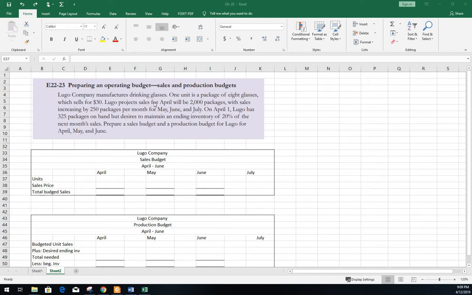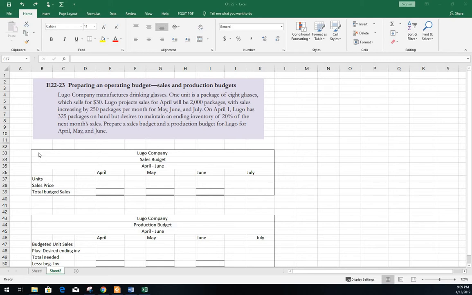Lugo projects sales for April will be 2,000 packages, with sales increasing by 250 packages per month for May, June, and July. On April 1st, Lugo has 325 packages on hand, but desires to maintain an ending inventory of 20% of the next month's sales. Prepare a sales budget and a production budget for Lugo for April, May, and June.